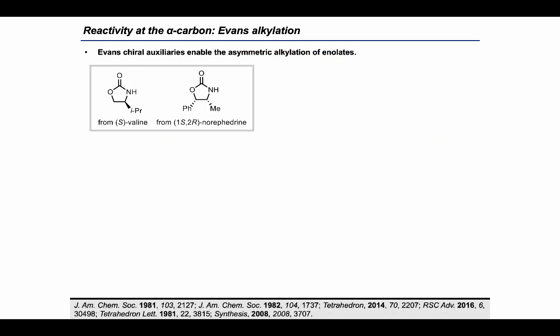Stereoselective alpha alkylation can be achieved by introducing a chiral element into the carbonyl starting material. One of the most effective methods to achieve this is by using Evans auxiliaries, which were first developed by Dave Evans in the 1980s. These chiral auxiliaries are oxazolidinones, whose stereochemistry is derived from readily available sources. Shown here are the first two enantiocomplementary auxiliaries introduced by Evans. The first is derived from the natural amino acid valine, and the second is synthesized from a commercially available enantiomer of norephedrine. Today, several oxazolidinones are commercially available in both enantiomeric forms.